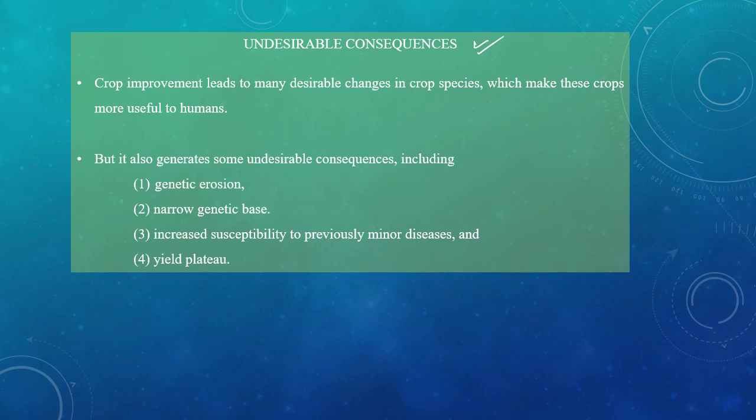Crop improvement leads to the development of many desirable changes in the species, which make these crops useful to humans. But it also generates some undesirable consequences, which are: firstly, genetic erosion, narrow genetic base; increased susceptibility to previously minor diseases, which we previously saw as minor but now are becoming major diseases and causing harm to the crop. Then the last one is the yield plateau.